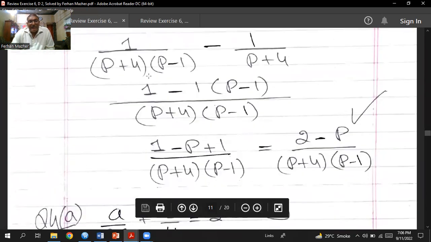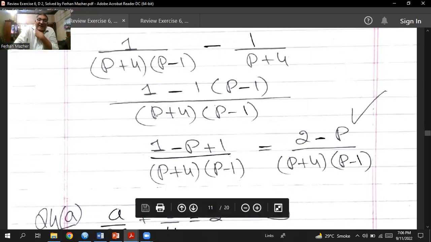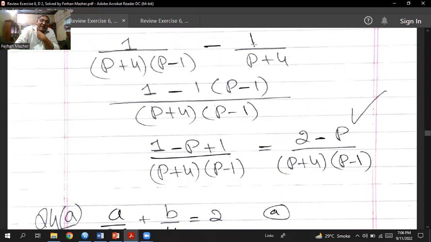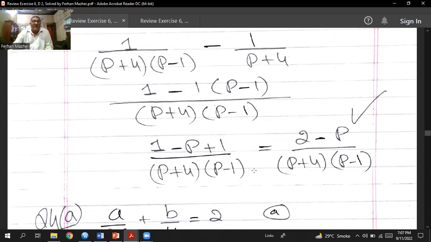So when you divide the LCM with this denominator, they are cancelled. So you are left with the 1. So 1 will multiply with the 1. Then when you divide this LCM with this denominator, p plus 4 is cancelled. You are left with the p minus 1. So that will multiply with this one. So you can see here, when I open this bracket, I will have 1 minus p plus 1 divided by p plus 4 into p minus 1. So you will have 2 minus p divided by p plus 4 into p minus 1.